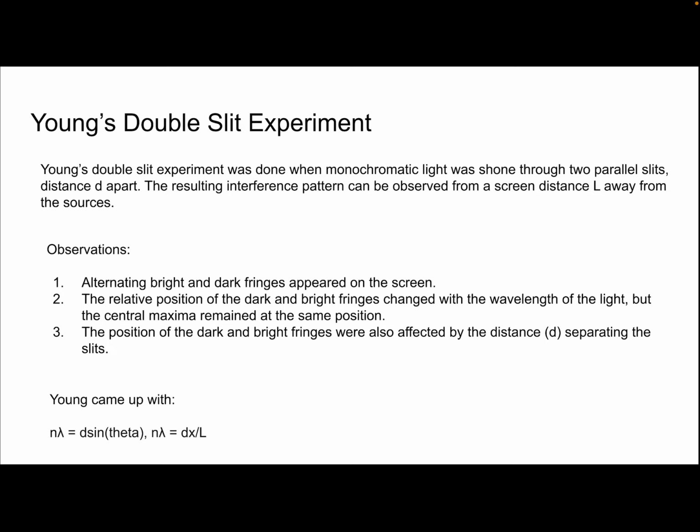If we want to modify these formulas to talk about destructive interference, it's going to be n minus 1/2 times the wavelength, and that equals the path difference, which could be d sine theta or dx over L.